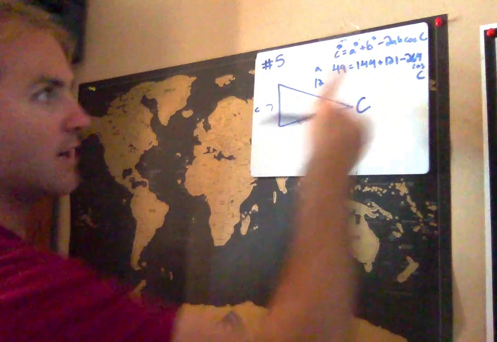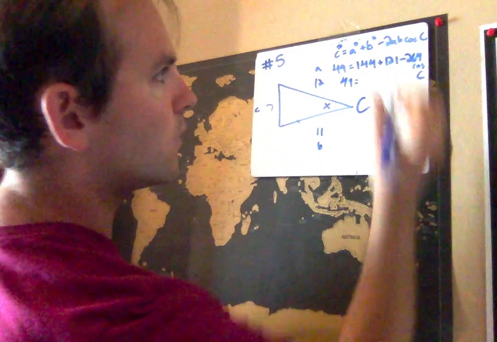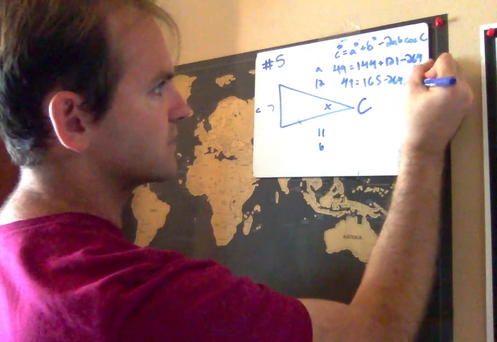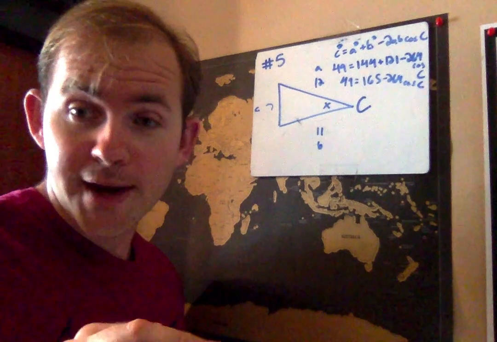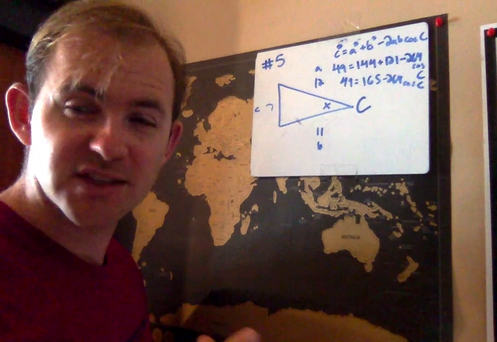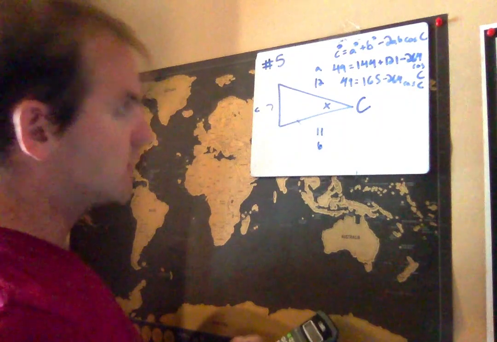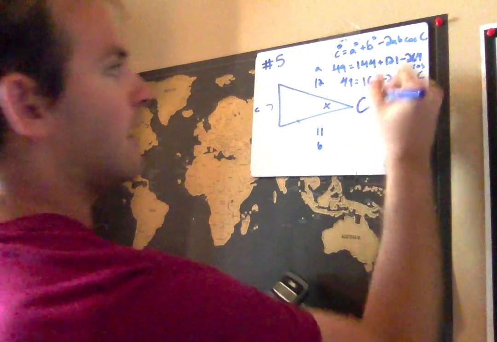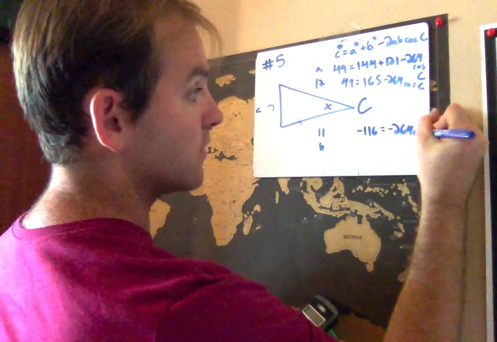All right, let's do a little tiny bit of combining like terms here, okay? So 144 and 121, that's going to make 165, I believe, minus 264 cosine C. Okay, now notice, my ultimate goal is to get C alone, right? But right now, it's inside a cosine function. So before I can get C by itself, I got to get the cosine C by itself, all right? So to do that, I'm going to subtract 165 from both sides. So I'm going to do minus 165 on both sides, and that's going to give me, let's see, on this side I'm going to get negative 116 equals negative 264 cosine C.